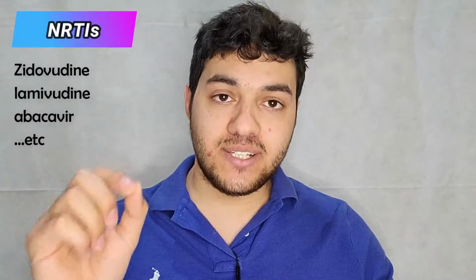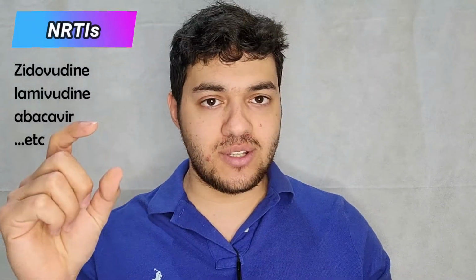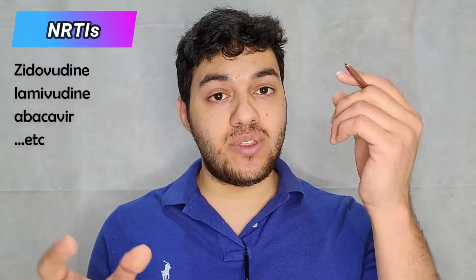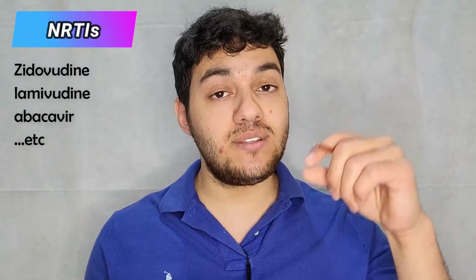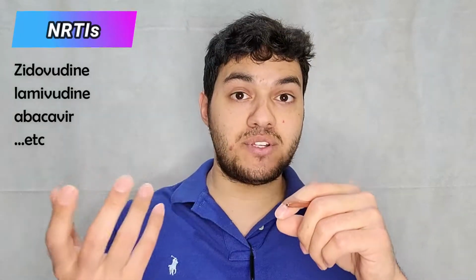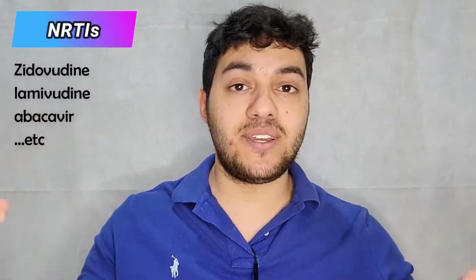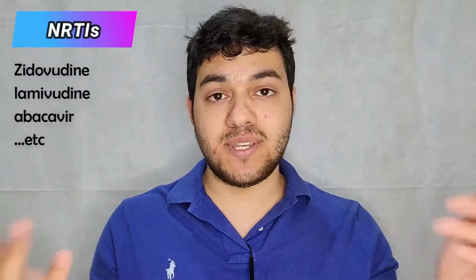The class NRTI is basically nucleotides that are defected. They are rigged building blocks. So these defected nucleotides will enter the cell, and the virus reverse transcriptase will use these defected nucleotides to make defected viral DNA. So this is basically how the class NRTI work.